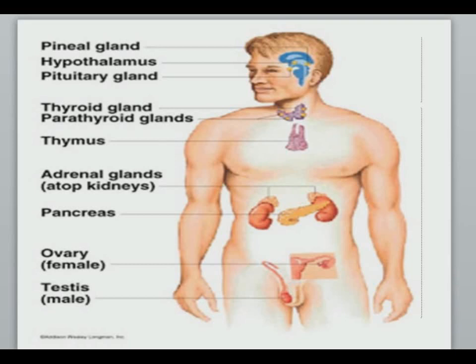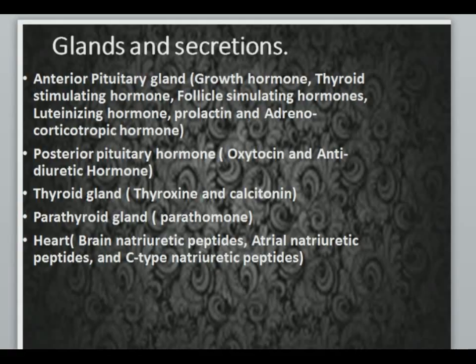Okay, right, this is another diagram showing the different parts where endocrine glands could be found. All right, okay, and glands and their secretion. The anterior pituitary gland secretes growth hormone, thyroid stimulating hormone, follicle stimulating hormone, luteinizing hormone, prolactin, and adrenocorticotropic hormone. While the posterior part secretes oxytocin and antidiuretic hormone. Please bear in mind that some slides, if you go back, you notice that I showed it.